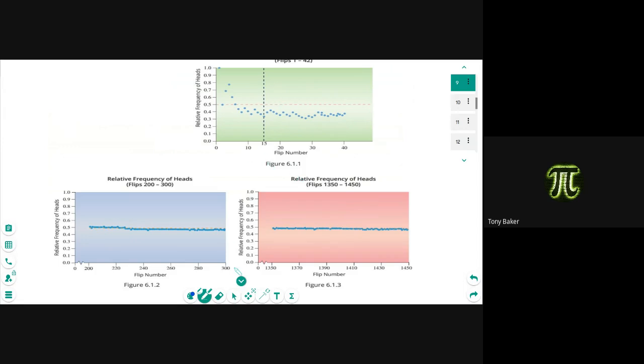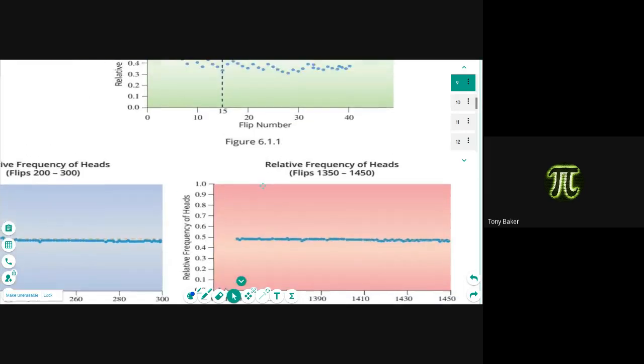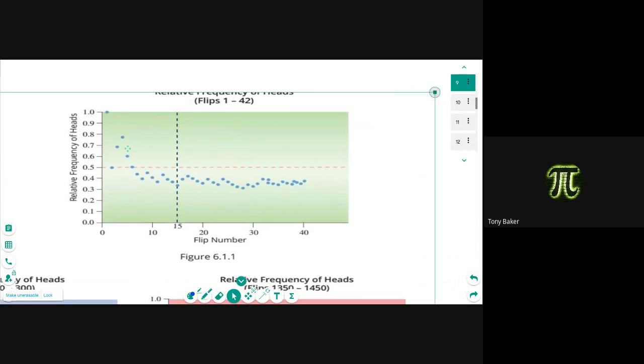So in this situation, let's see if I can zoom this in a little bit. It's a little bigger. So if we look here, this is the number of flips and how many heads came out if we flipped it up to 42 times. As you can see, it starts bouncing back and forth, and then it's starting to level off. That theoretical 50%, because there's only two options, is right there. Notice that right now it's below that. And this is the relative frequency.